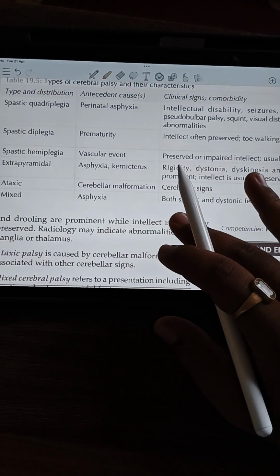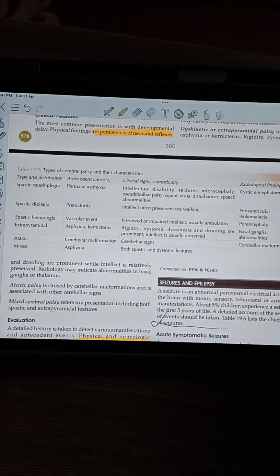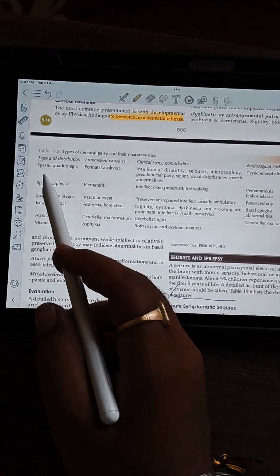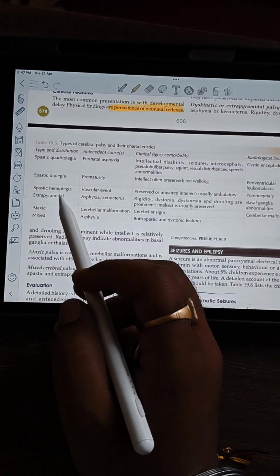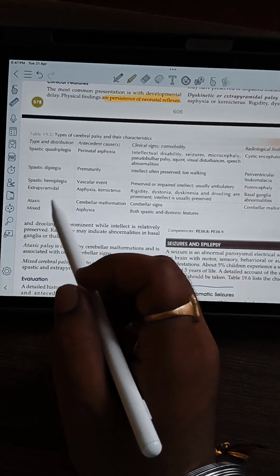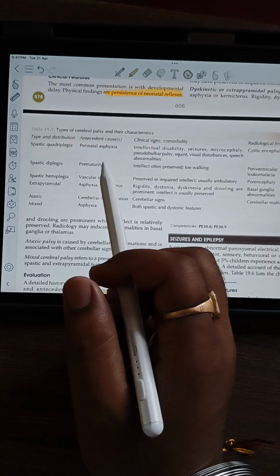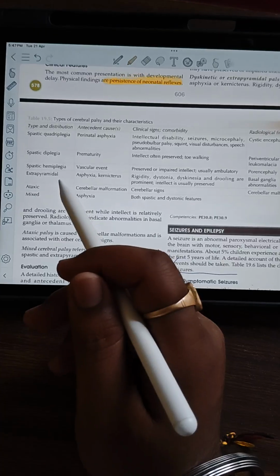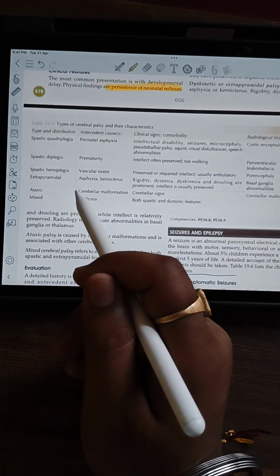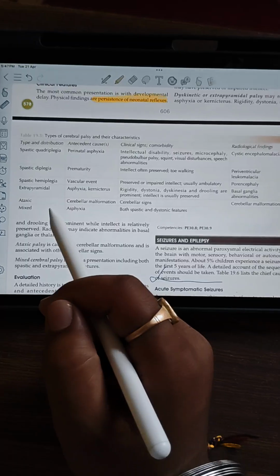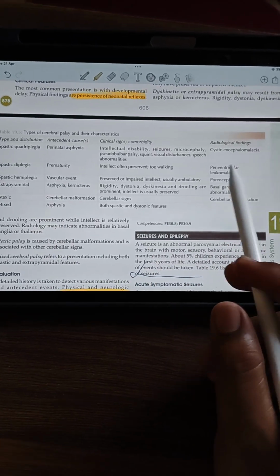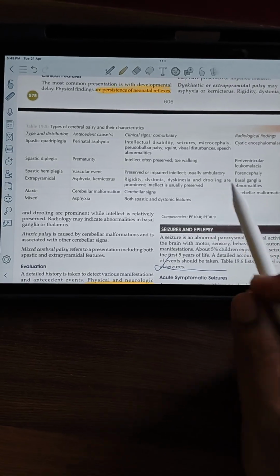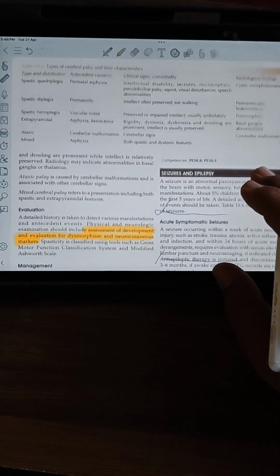and extrapyramidal features. So as you can see in this table, all things are summarized here. The following types of cerebral palsy: spastic quadriplegia, diplegia, hemiplegia, extrapyramidal, ataxic, and mixed. In this, the most common cause is perinatal asphyxia after prematurity. Vascular events are also responsible for spastic hemiplegia, kernicterus, and cerebral malformation. These are the clinical features, and radiological findings are also there. PVL is found in spastic diplegia, that is periventricular leukomalacia.